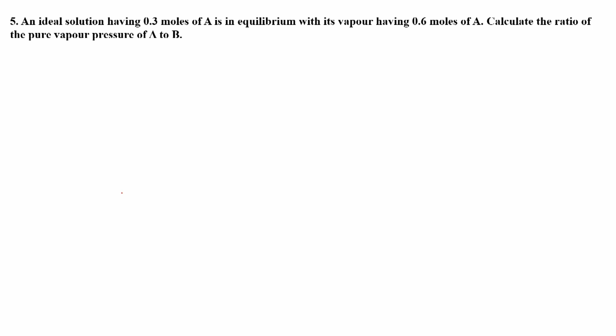So problem number 5 says an ideal solution having 0.3 moles of A is in equilibrium with its vapor having 0.6 moles of A. Calculate the ratio of pure vapor pressure of A and B, A to B. So here in this solution we have both components A and B. We start with the given: the number of moles of A, Na, is 0.3.